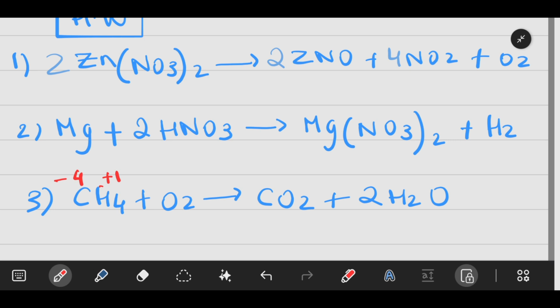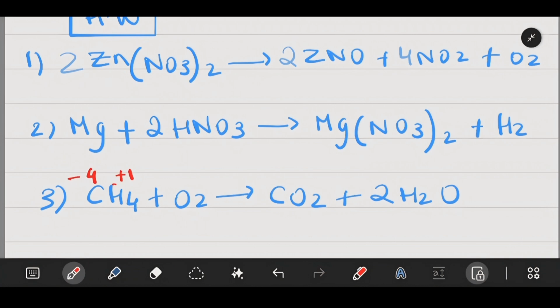The last topic that we have for this redox reactions topic is oxidizing and reducing agents. That's a very fun topic, so stay tuned for that video.